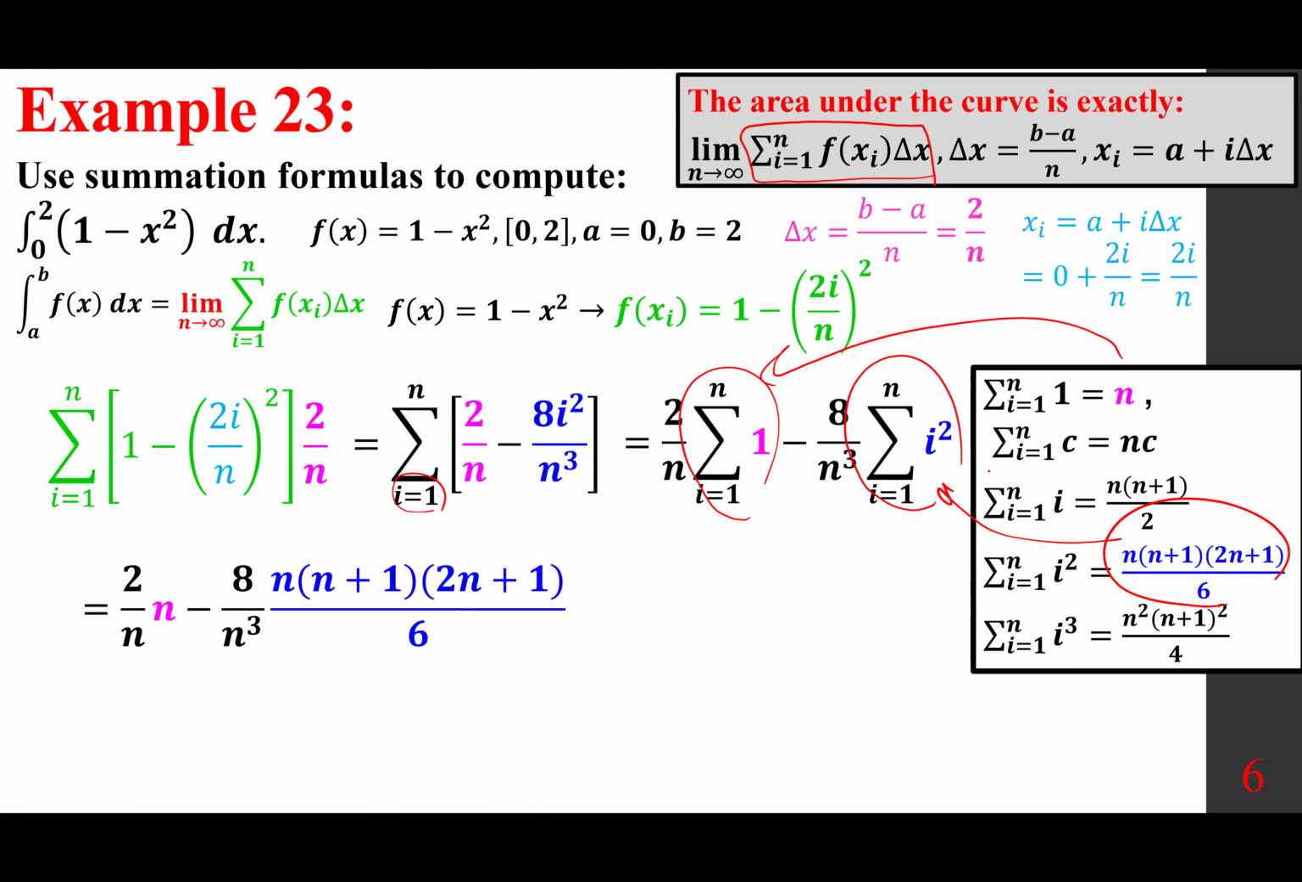Now, this is clearly 2. It's not a big deal. Now, this one, I want you to see that this is n cubed, and we don't even need to know the rest of it. I'll tell you why we don't need it in a moment.